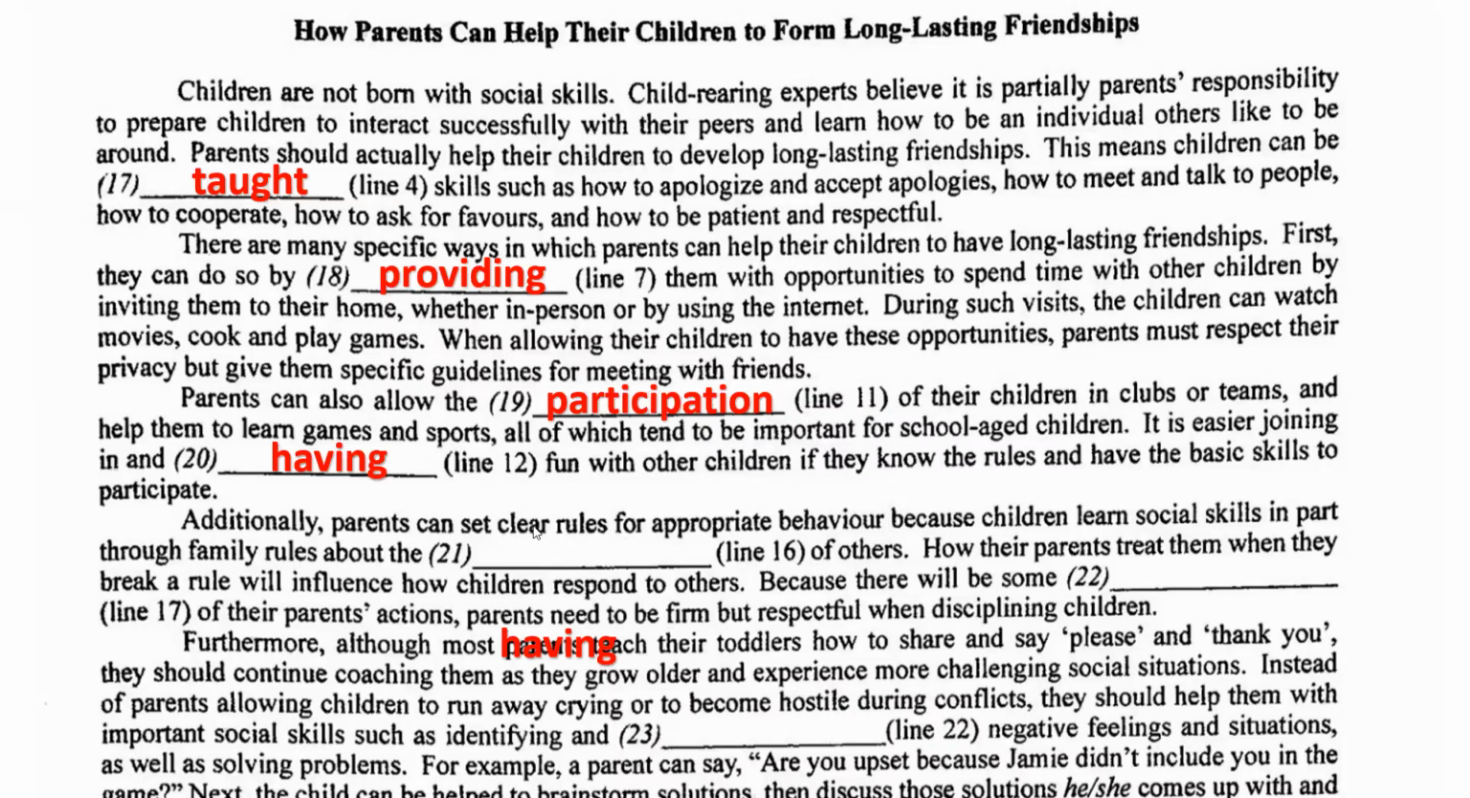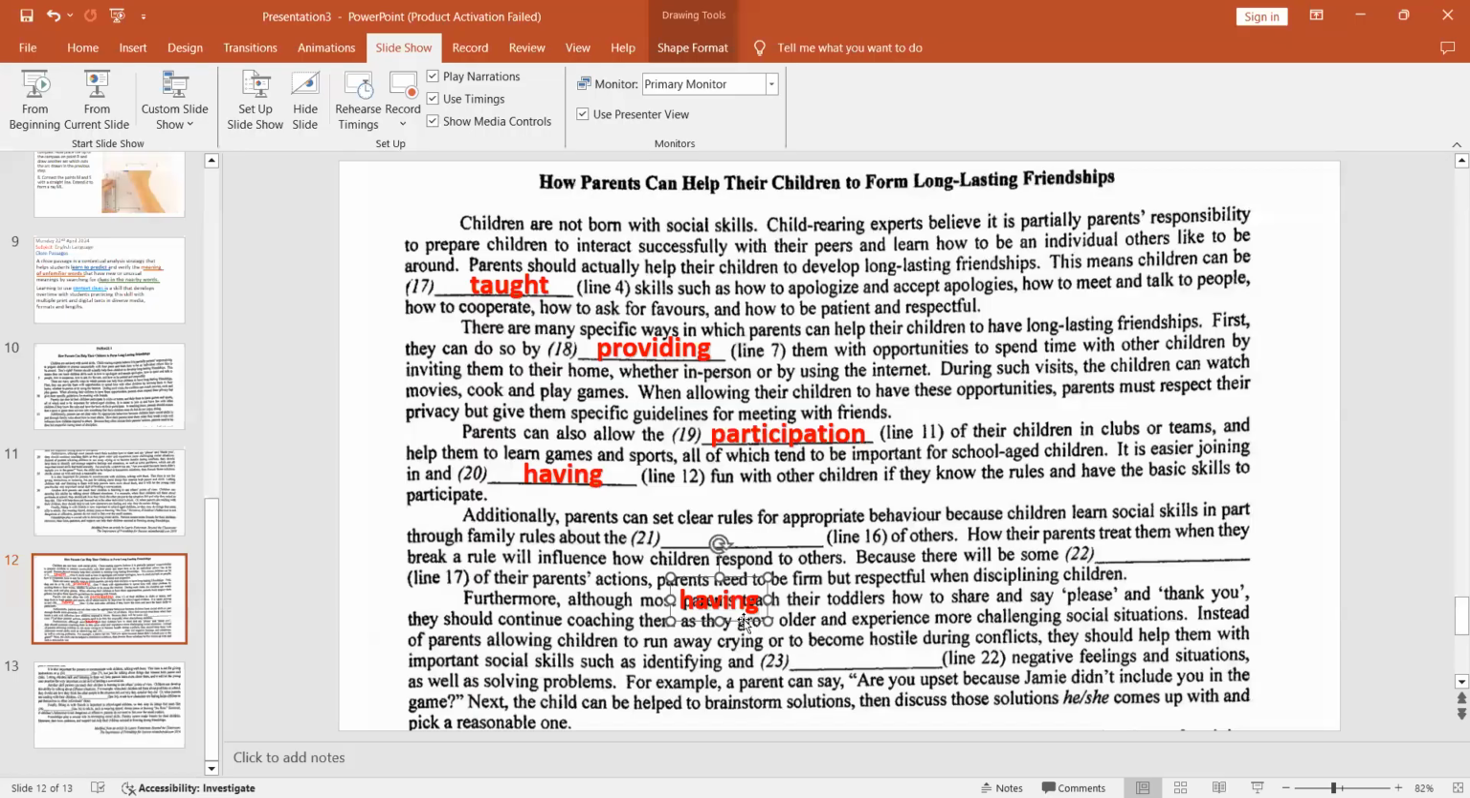Behavior? No. Treatment? Treatment. About the treatment of others. So treatment goes here.